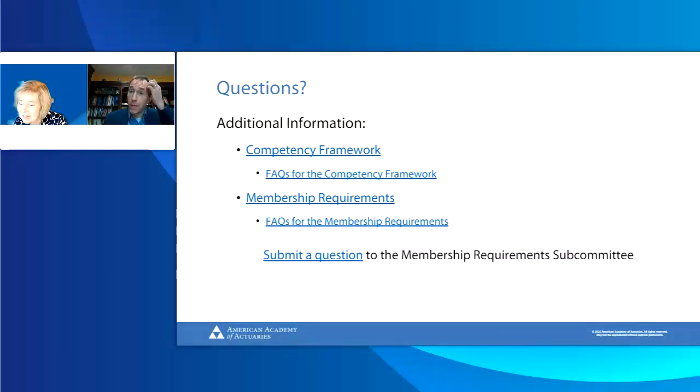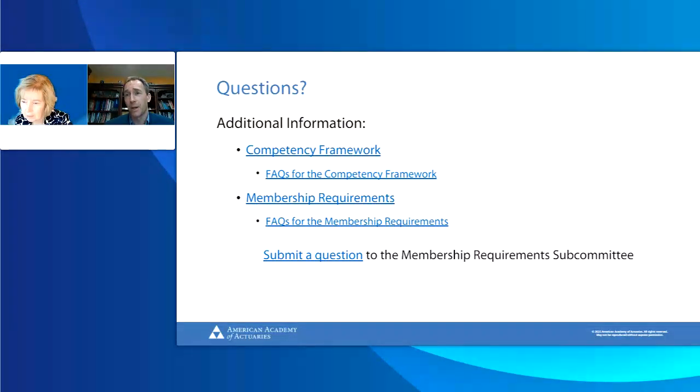Yeah, so we, as the membership requirements subcommittee and the membership committee, are working on updating the application process. It will likely include some form of self-certification as to how you believe you satisfy the competency framework, based on probably the three categories that Kathy had on her slide, right? Examinations, other educational opportunities, or work, or I should say experience in general.